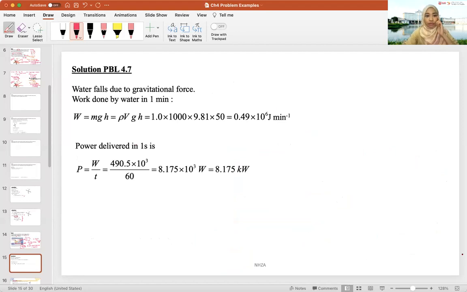Okay, let's take our break. Sama jawapan dia. Kat sini dia buat 8.175. Kita punya jawapan 8175 watt. Sama je. This is kilo.